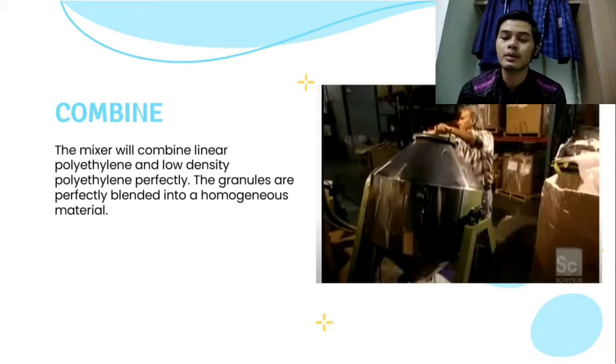The first step to make plastic garbage bag is combine. You have to combine the linear polyethylene with the low density polyethylene in the mixture. Then the granular will be homogeneous material.